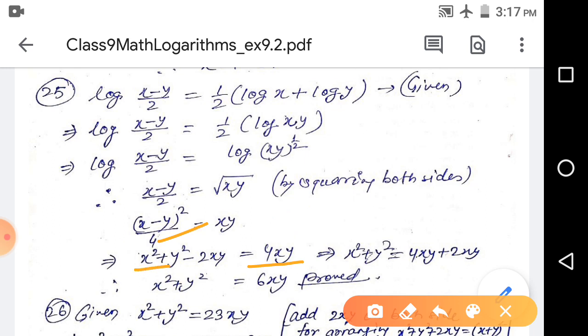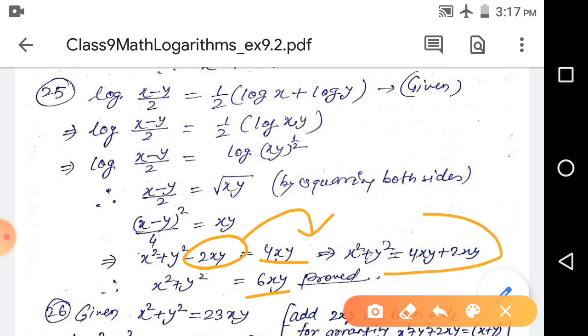And this one becomes x square plus y square minus 2xy, which is the formula of (x minus y) whole square. So this 2xy can be taken here with this 4xy, then it will become 6xy. See this one. It will become 6xy, and x square plus y square equal to 6xy, and this is what we have to prove. So it is proved.